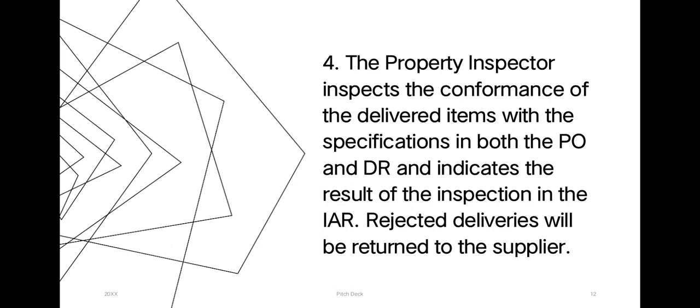So, kapag accept yung mga delivered items, doon pa lang nagkakaroon ng contract. Then, kapag rejected is ibabalik sa property supply division yung mga items. Then, lahat ng documents na hawak ni property inspector is ibabalik niya kay property supply division. And bibigyan niya din ng copy yung accounting division.